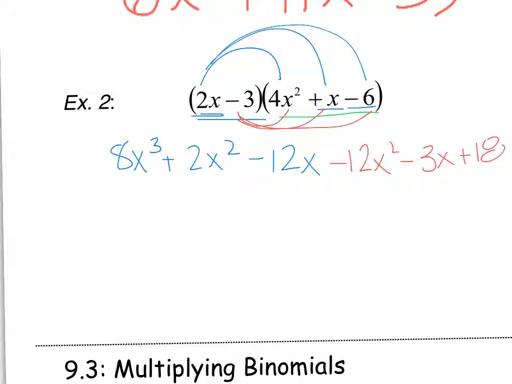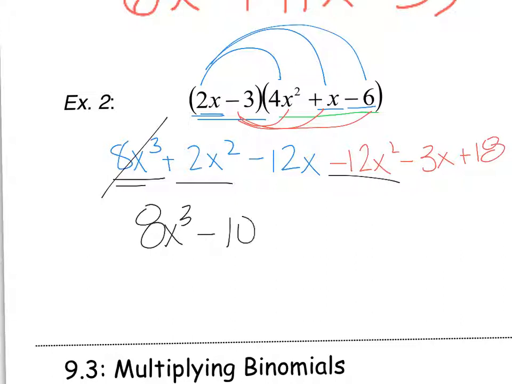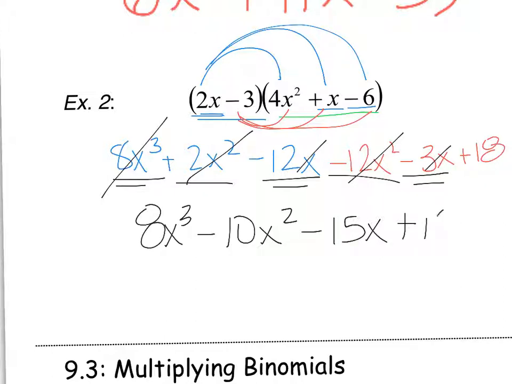And then after that, I'm going to write it in order from least to greatest. So I have 8x cubed, 2x squared minus 12x squared is negative 10x squared. Negative 12x and negative 3x is negative 15x. And then plus 18. So you have to take each term and multiply it by the next polynomial.